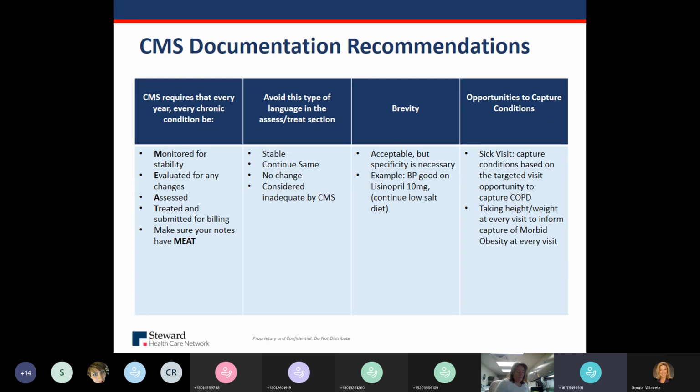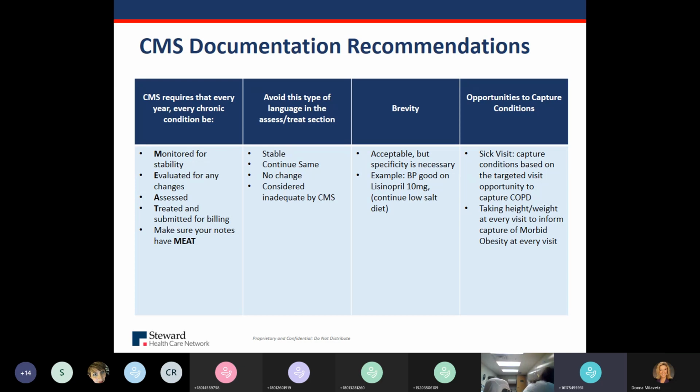It does not need to be a paragraph by the providers. We try to tell them this all the time. I know it takes them long to input everything into their EMR, but brevity is certainly acceptable as long as the status and the plan are there. So if a patient has hypertension: blood pressure good on lisinopril 10 milligrams, continue low salt diet. That's perfectly acceptable as supporting documentation.